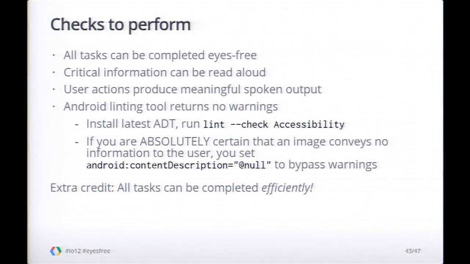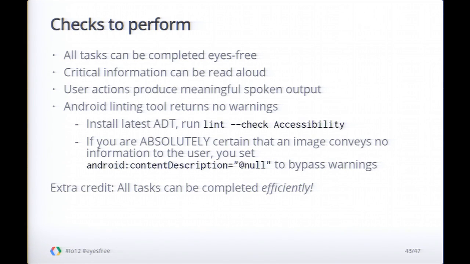So what we're really checking for here is to make sure that everything in our app can be done eyes-free. The user should be able to use your app whether or not they're looking at it. All critical information needs to be conveyed to the user. Anytime the user does some action, they need feedback. They need to know that they actually did the action, that it's working, that something is going on.